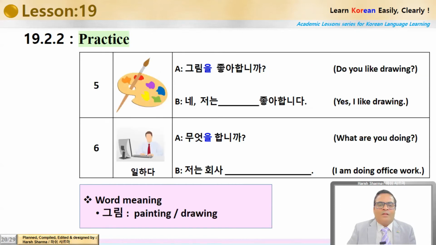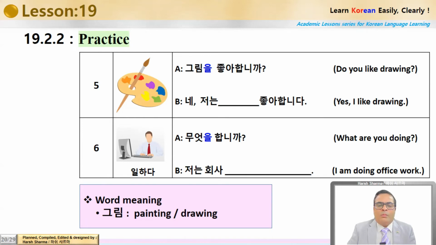Number 5. 그림을 좋아합니까? See the sentence. 그림 is painting or drawing. 좋아합니까? 네, 저는 좋아합니다. Well done. 6번, number 6.